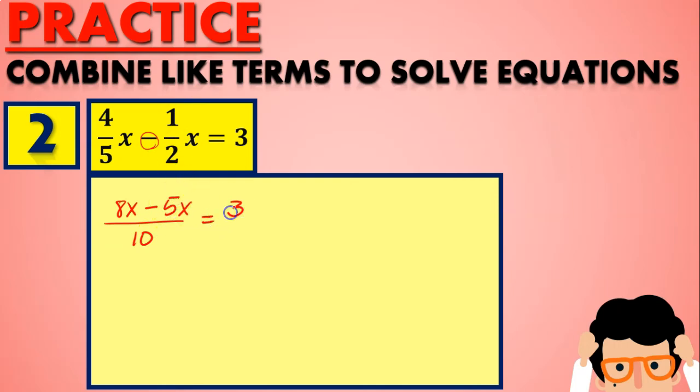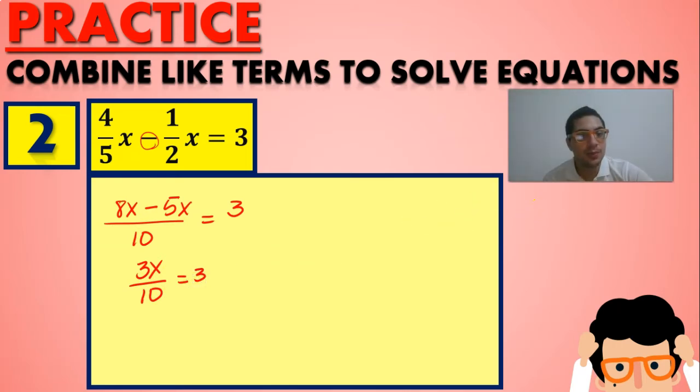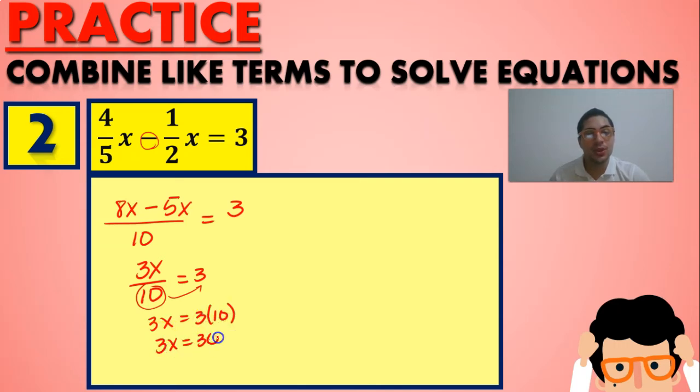And that is going to be equal to 3, because we just got out the greatest common denominator, which was 10. Now, 8x minus 5x is going to be 3x, and that is going to be divided by 10. So as we saw in the previous problem, guys, this 10 right here is dividing the x. So whenever we want to pass it to the other side, it's going to pass multiplying. So 3 times 10, so that's 3x is equal to 30.